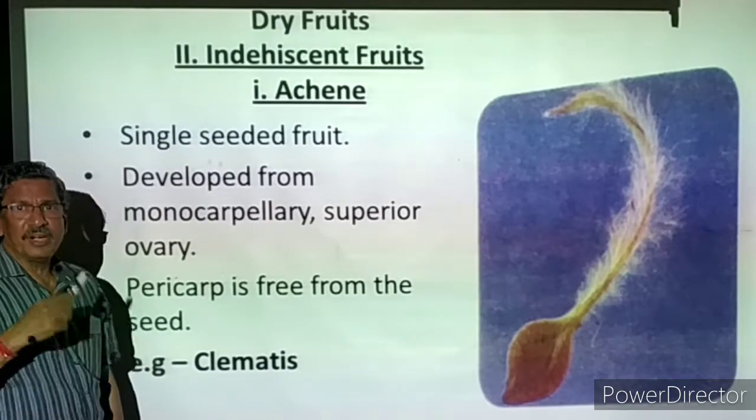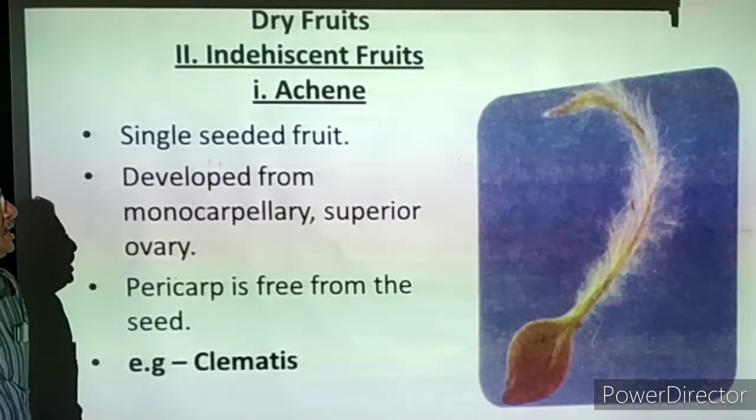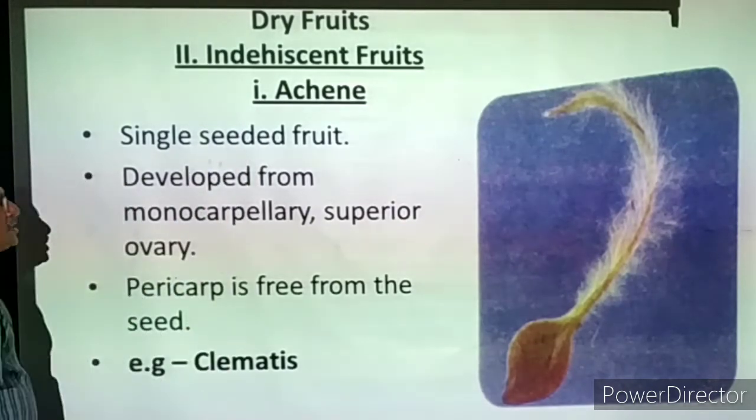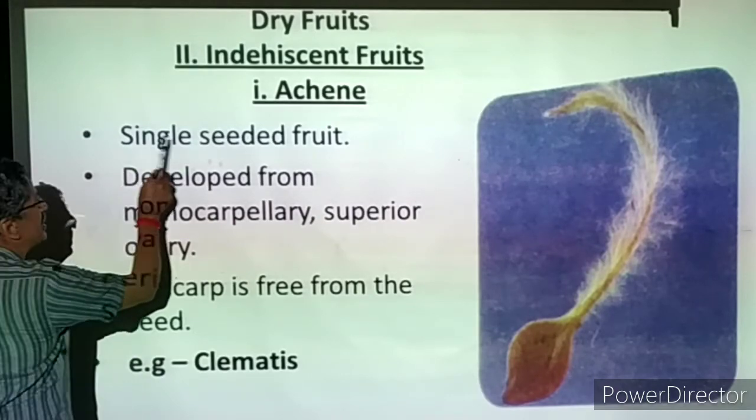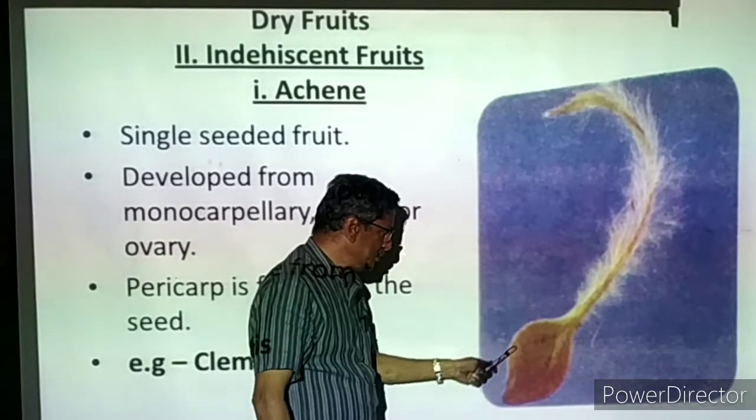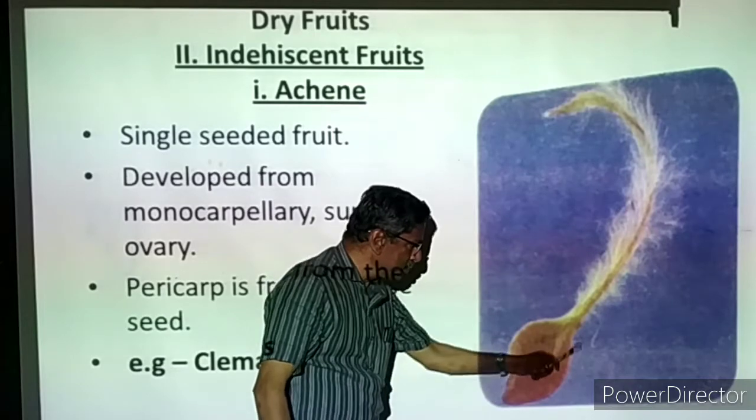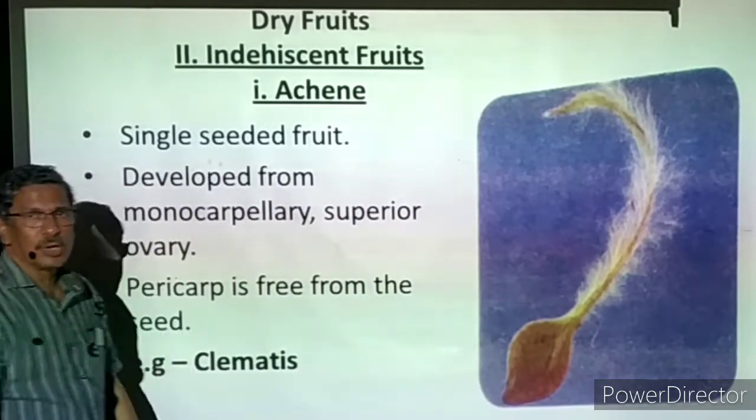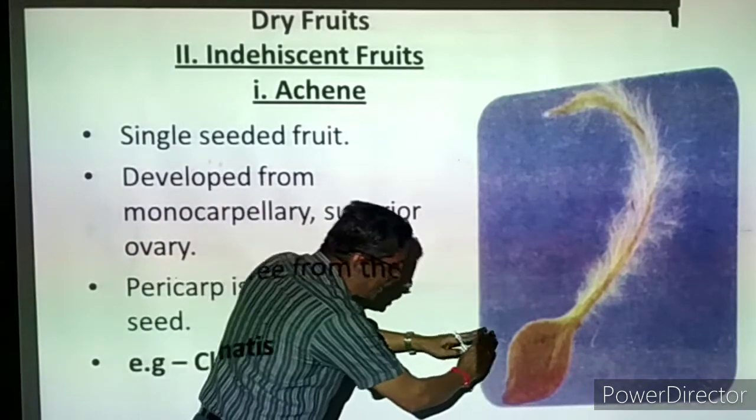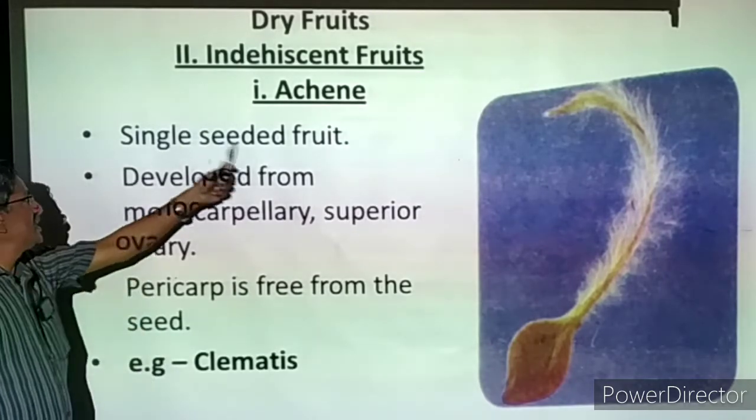Indehiscent fruits. Different types will be there. The first one is called achene, A-C-H-E-N-E. Okay, what are the characteristic features of achene? We have to see. Single seeded fruit. Now the fruit is having only one seed. For example, here this is a fruit. Now inside the fruit, one seed is there. The outer pericarp, the brown one, is given here. Inside that, one seed is present. Only when we break it can we see, because it is indehiscent, it is not bursting. Okay, it is a single seeded fruit.